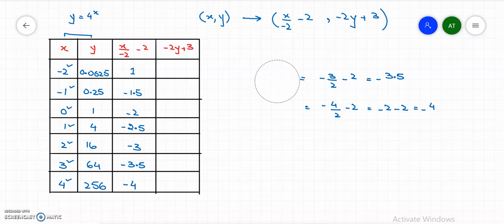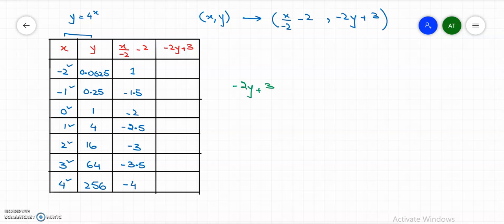Moving to the fourth column, the value is -2y plus 3. Now let's substitute the y values one by one to fill the last column. The first y value is 0.0625. So -2 times 0.0625 and then plus 3, that would be equal to 2.875.